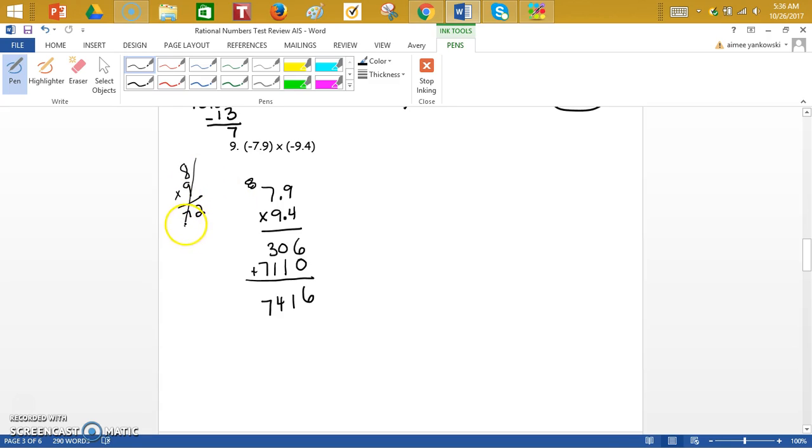And again, because I estimated ahead of time, I know exactly where my decimal needs to go. But if you're not sure, you can remember count over 1, count over 1. That means I've counted over 2. So in my final answer, I count over 2. And that's how we come up with that.